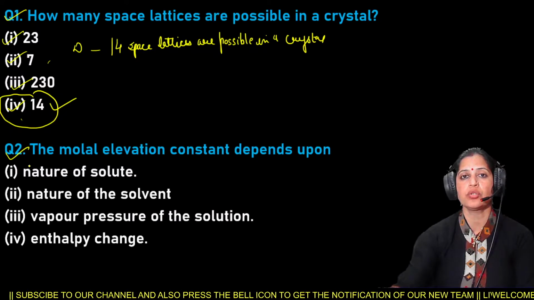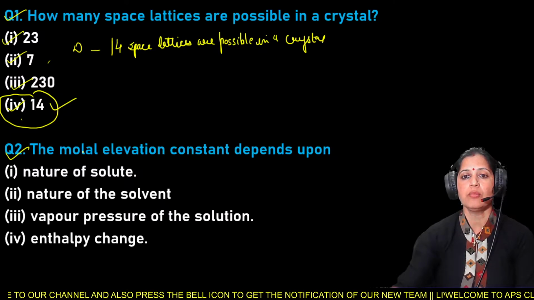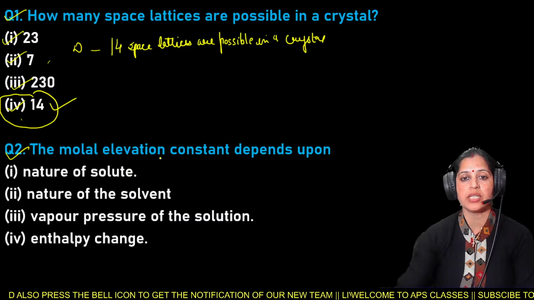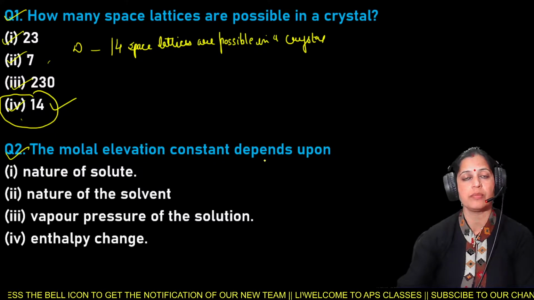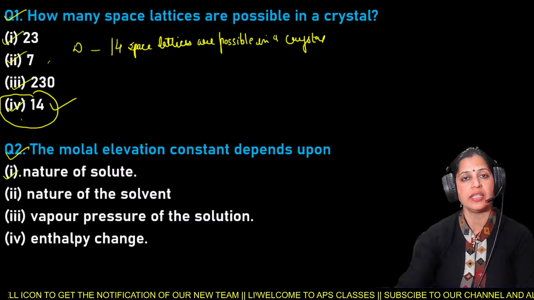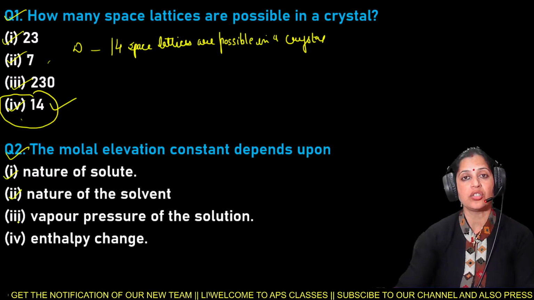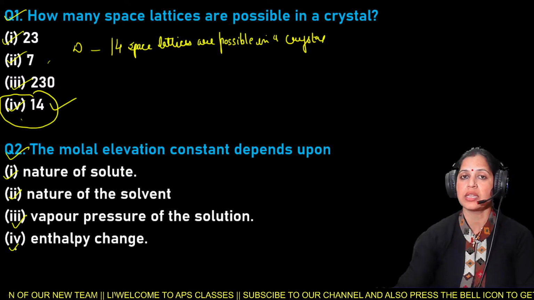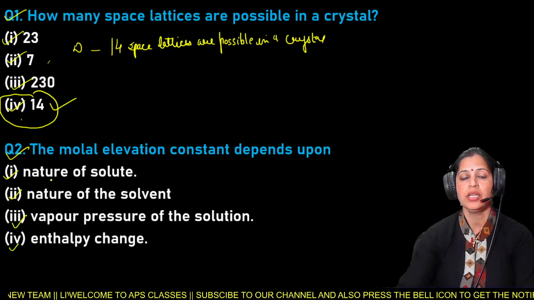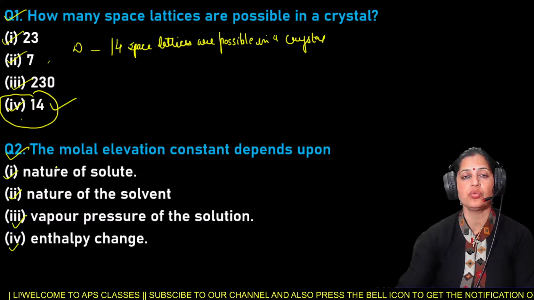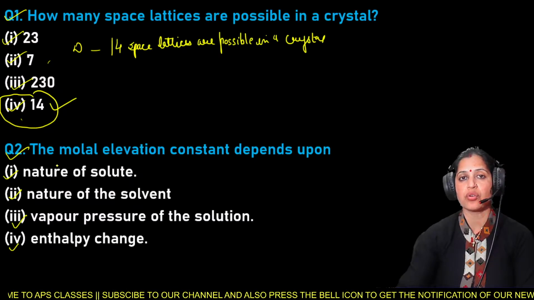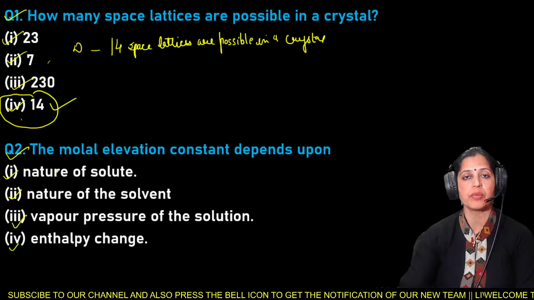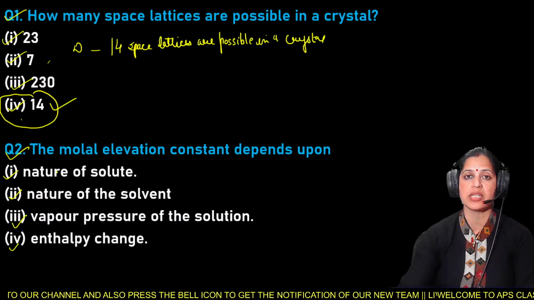Now shift to the question number 2, and your question number 2 is the molar elevation constant depends upon. That means these are the colligative properties. So here the molar elevation constant depends upon. Options are either nature of the solute, nature of the solvent, vapor pressure of the solution, and the last one is enthalpy change. So here there are four options for the question number 2, and the molar elevation constant depends upon either the nature of the solute, nature of the solvent, vapor pressure of the solution, and the last one is enthalpy change.